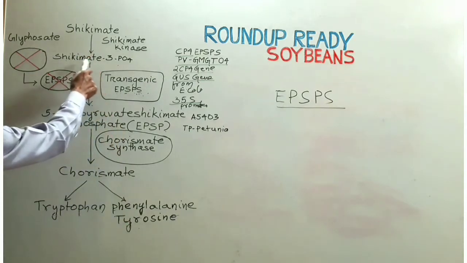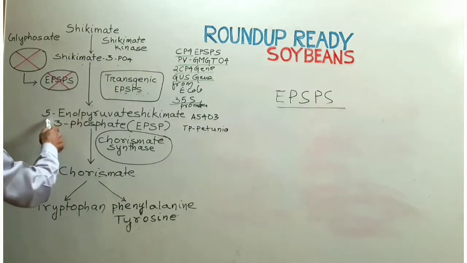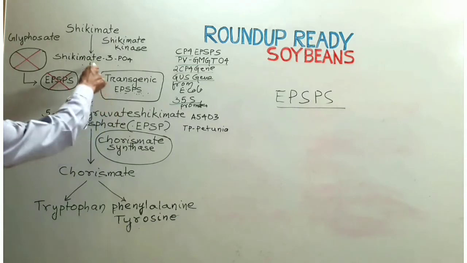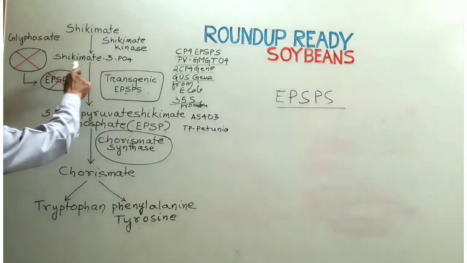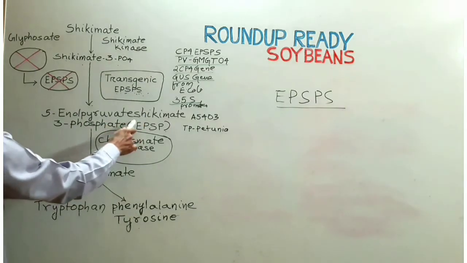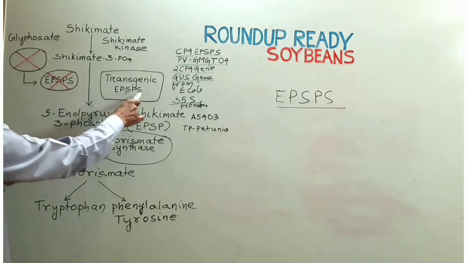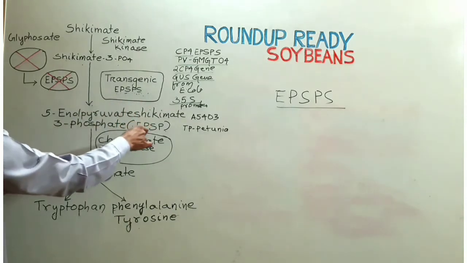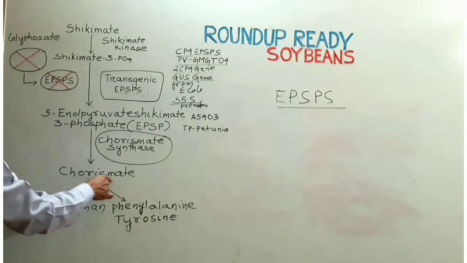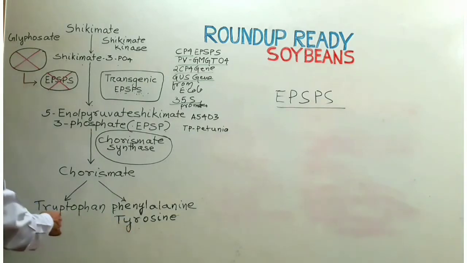Shikimate is converted to shikimate 3-phosphate. Shikimate 3-phosphate is converted to 5-enol pyruvate shikimate 3-phosphate. This reaction, the conversion of shikimate 3-phosphate to 5-enol pyruvate shikimate 3-phosphate, is catalyzed by the enzyme enol pyruvate shikimate 3-phosphate synthase. After its synthesis, EPSP is converted to chorismate, and chorismate can be converted into phenylalanine, tyrosine and tryptophan.